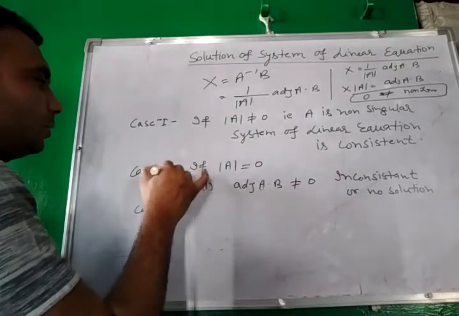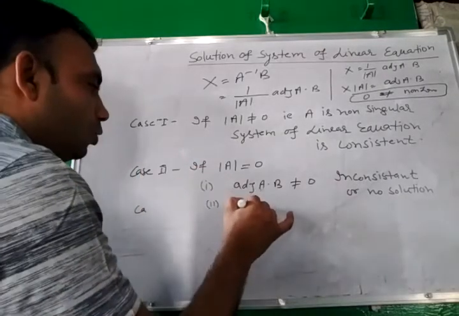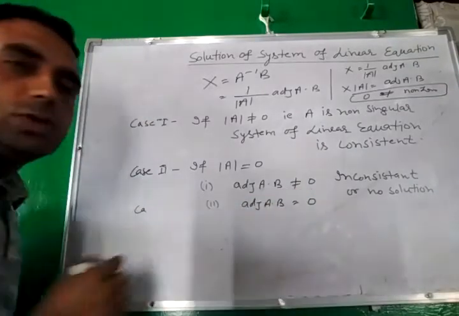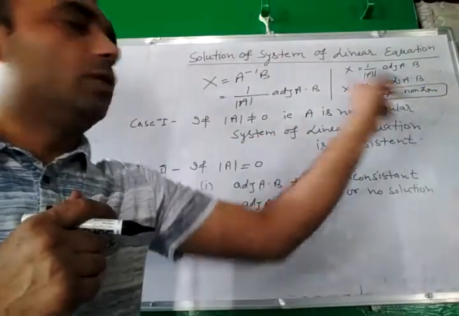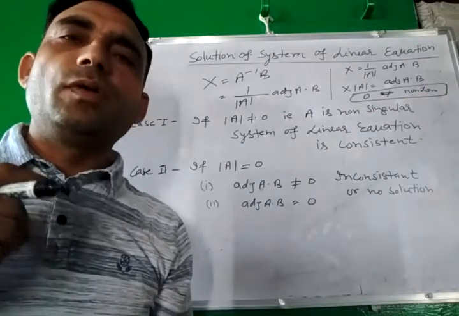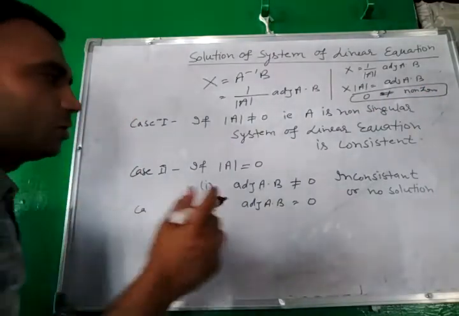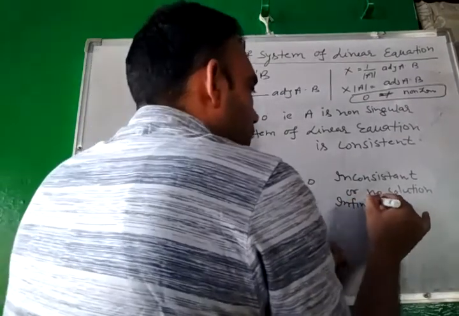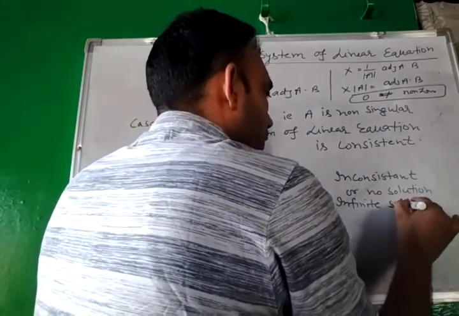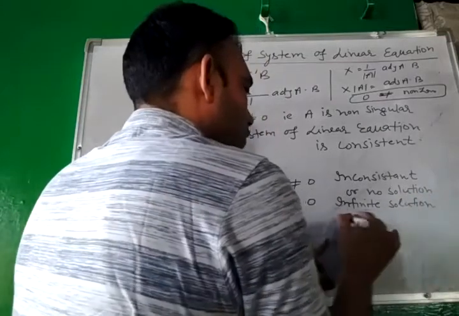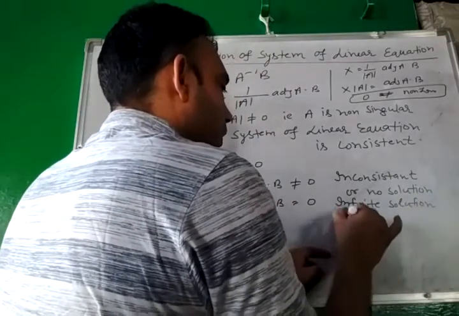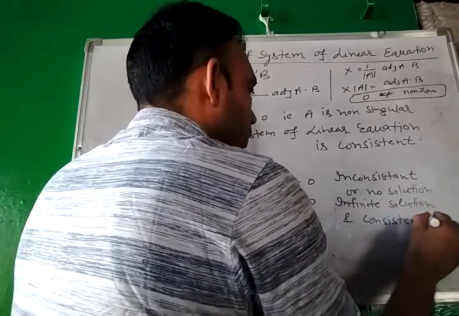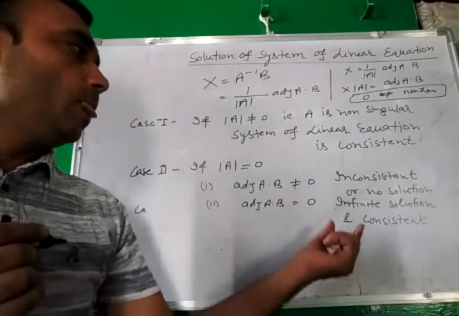In the second case, if adjoint of A into B is equal to 0, then this is also 0. So the system has infinite solutions and is consistent. Infinite solutions in this case, and the system of equations is called consistent. Consistent implies having a solution, either unique or infinite.